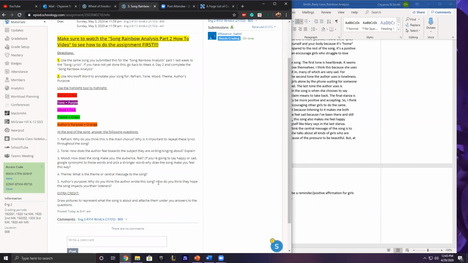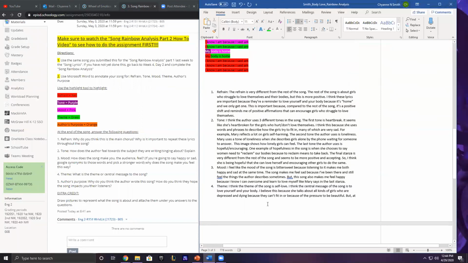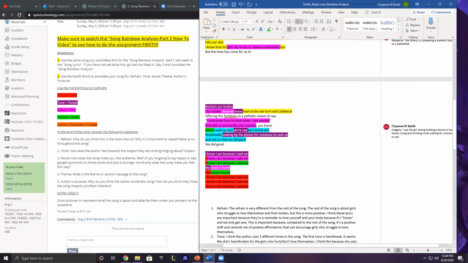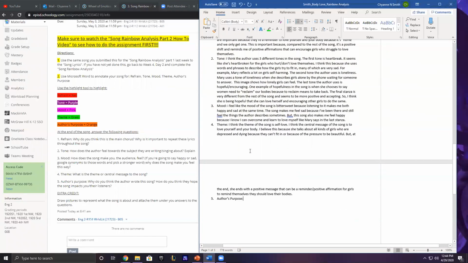So I put, let me see, checking my notes to see what I wrote about author's purpose. Okay, so I think that Mary Lambert wrote this song to remind girls that they're not alone, and that even if you feel like you don't fit in, it's okay. There are other girls who are suffering in their own skin too, which makes me realize I did theme wrong. Everything that I highlighted in green, that we, us, I actually meant to highlight for author's purpose.